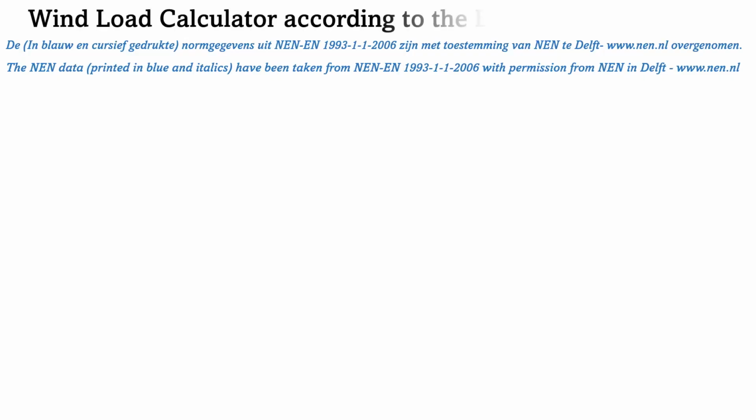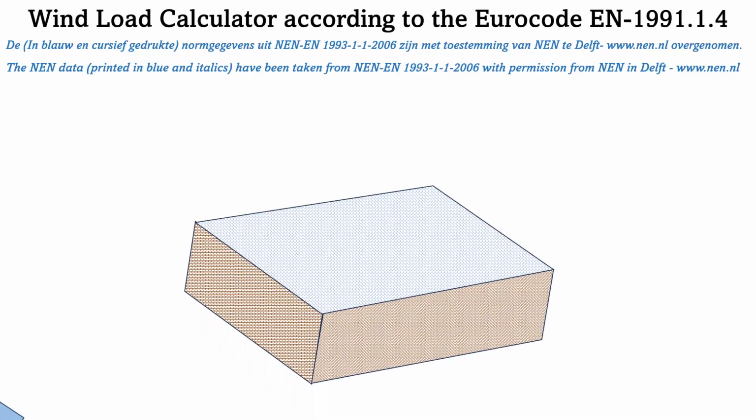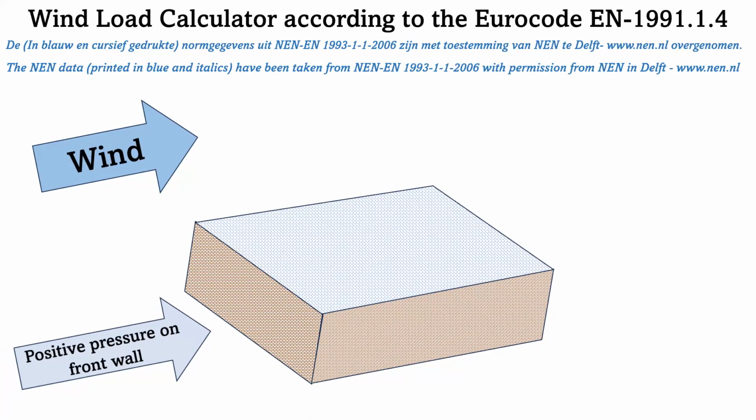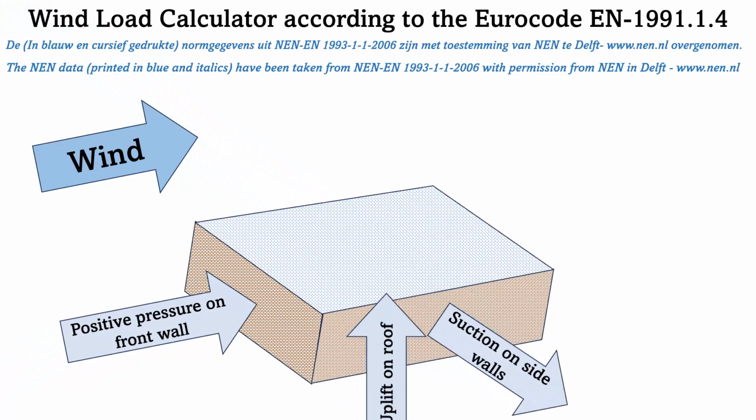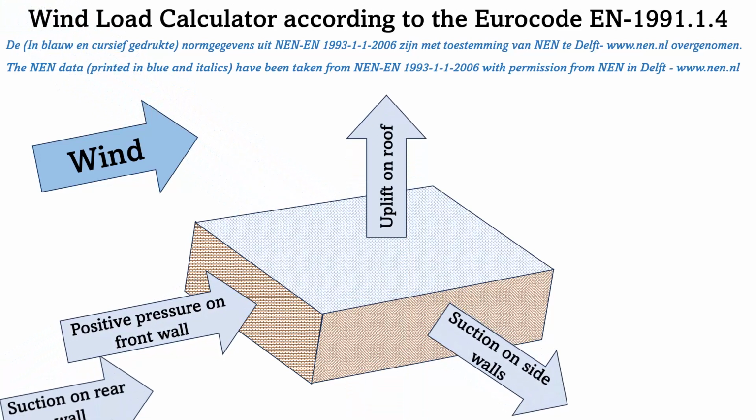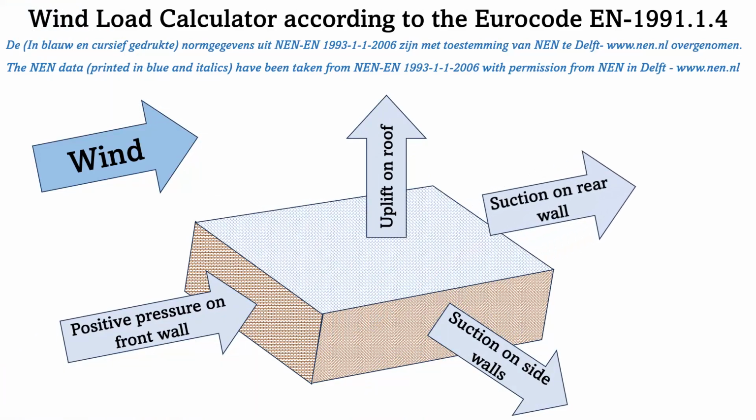Wind load calculator according to the Eurocode 1991. The most common cases with this wind direction: positive pressure on front wall, suction on side walls, uplift on roof, and suction on rear wall.